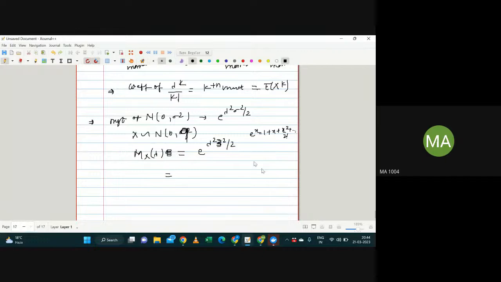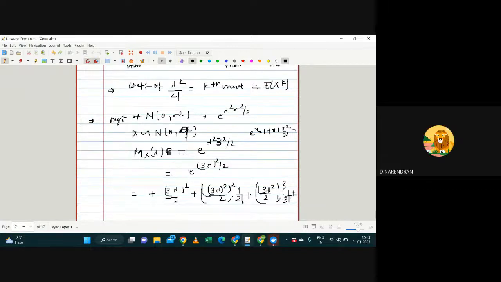It's e raised to power 3 lambda square by 2, right? This thing we have. So 1 plus x, where x is 3 lambda square by 2, plus x square, so 3 lambda square by 2 whole square, into 1 by 2 factorial, plus x cube divided by 3 factorial, plus so on.